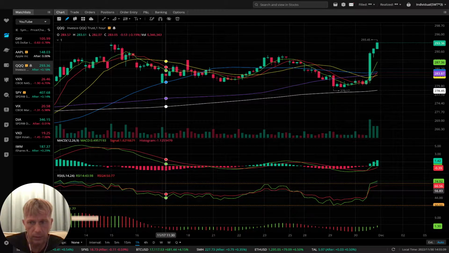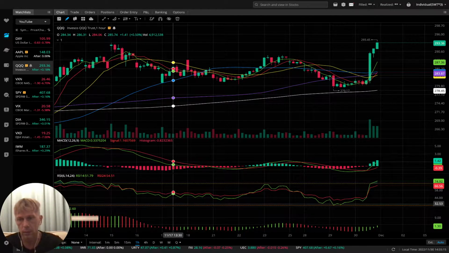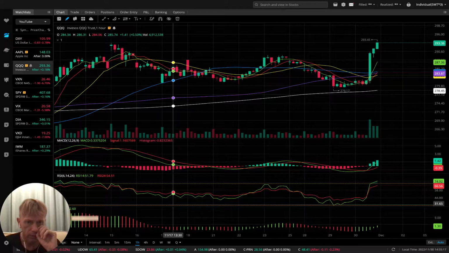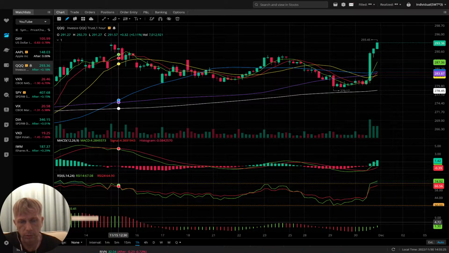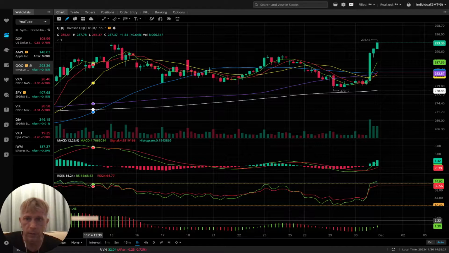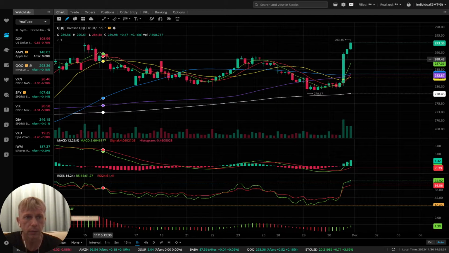Yellow line 70 is the overbought zone, and yellow line below 30 is the oversold zone. And also the oscillator: green is bullish, red is bearish, right? Let's start our update. Let's start from dollar on daily.